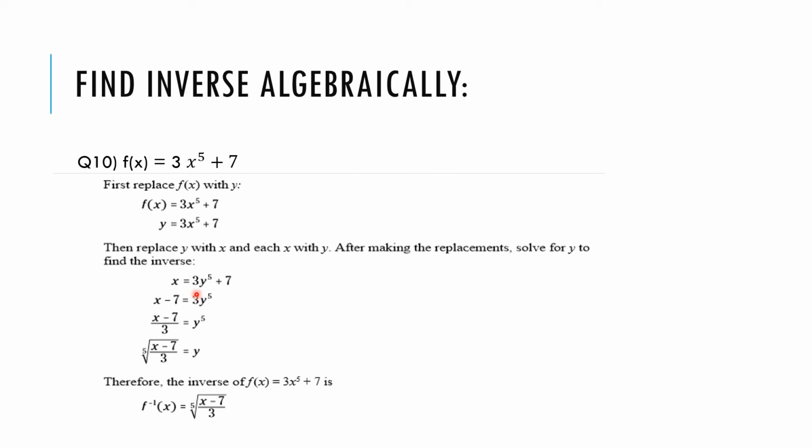x is equal to 3y^5 plus 7. x minus 7 is equal to 3y^5. (x minus 7) over 3 is equal to y^5. And y is equal to the 5th root of (x minus 7) over 3. Therefore, the inverse of f(x) equals 3x^5 plus 7 is f inverse x equals the 5th root of (x minus 7) over 3. This is the inverse of this expression.